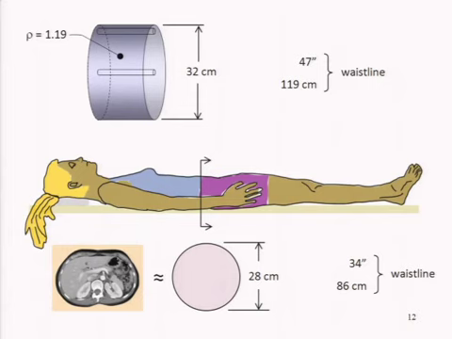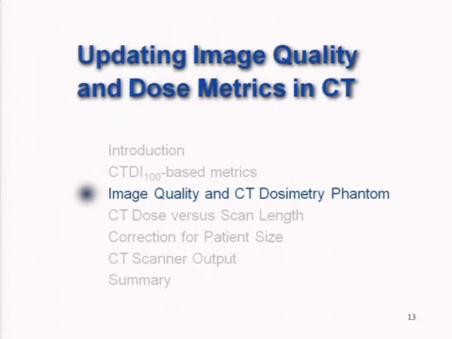And so this phantom, the 32 centimeter body phantom, corresponds to a person with a 47-inch waistline. I'm a big guy, but this is a person much bigger than me. And so that's one of the limitations.